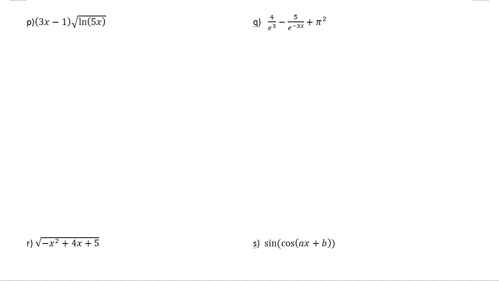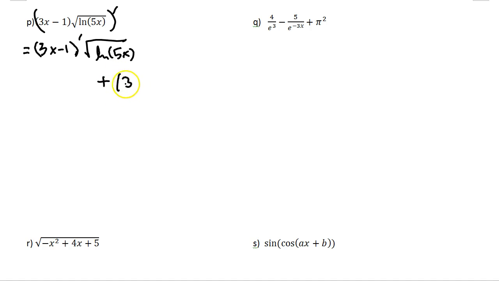This time, you have a product of two functions, and then log of 5x is nested inside. So you will need both the product rule and the chain rule. So apply the product rule. The derivative of this is equal to the first thing differentiated plus the first thing untouched and the second thing differentiated.